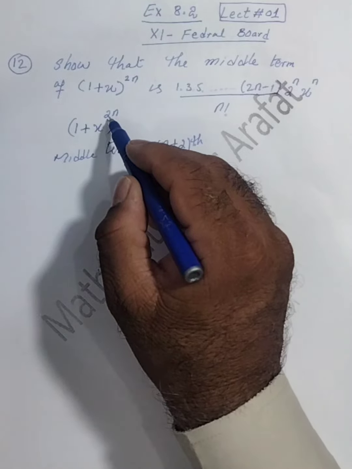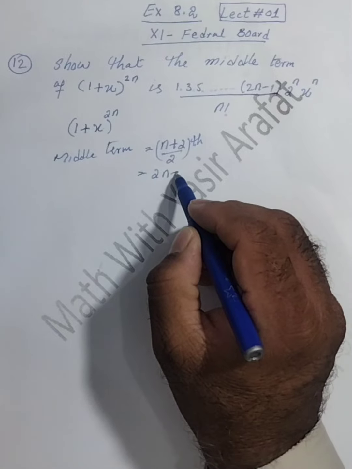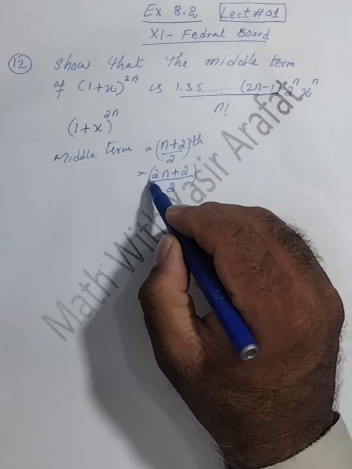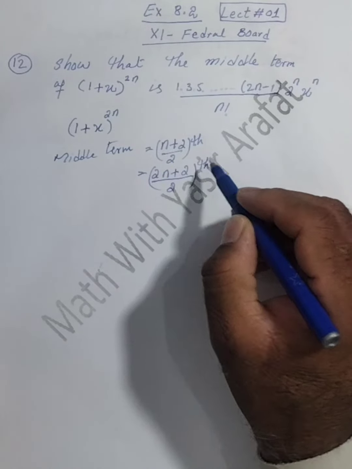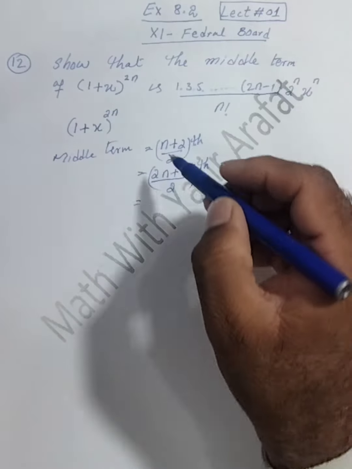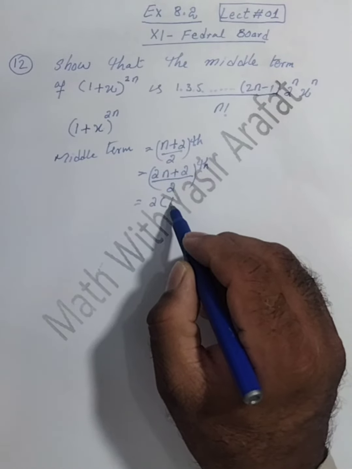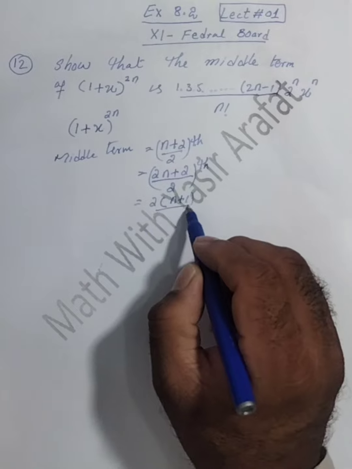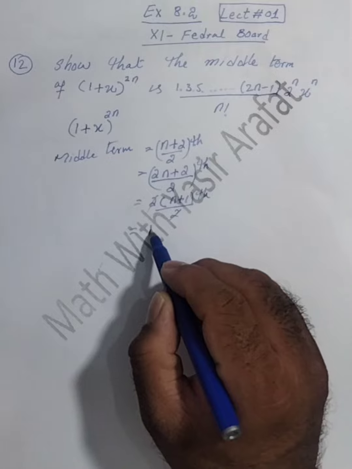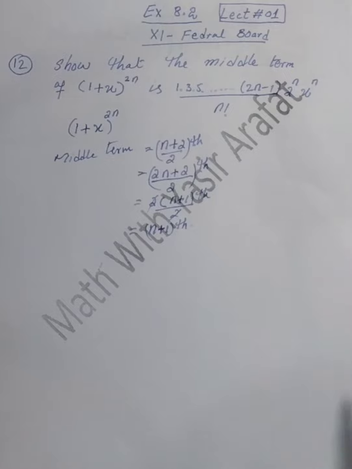So what is the value of n here? It is 2n. So this is (2n plus 2) divided by 2 term. What is the value of n here, dear students? N is equal to 2n. So just take out 2 common here. So this is (n plus 1) over 2. So 2 will cancel out with this 2. So this is the n plus 1th term, which will be the middle term here.